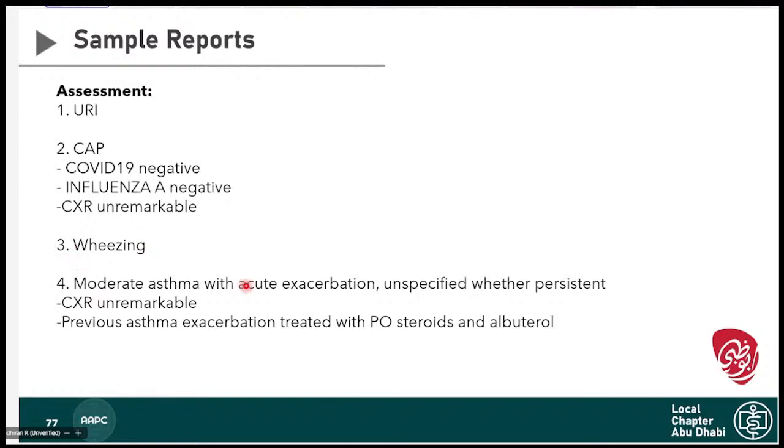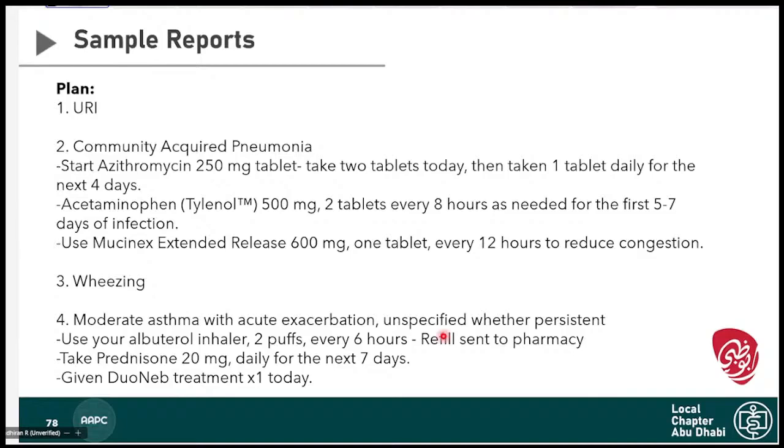Next, for moderate asthma with acute exacerbation condition, the provider reviewed the chest X-ray, which is already unremarkable. The previous asthma exacerbation they treated with per oral steroid and albuterol. So what is the plan the provider has given here? For URI, nothing will be given for treatment.